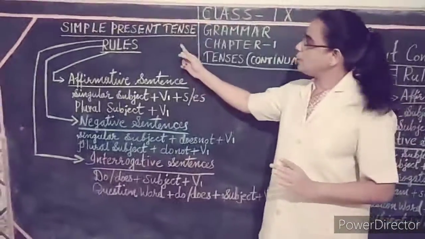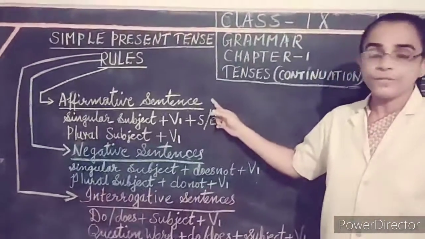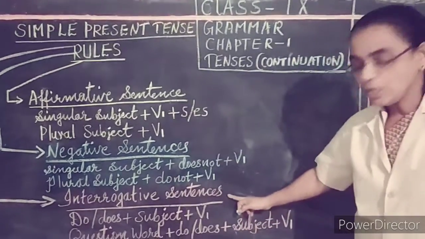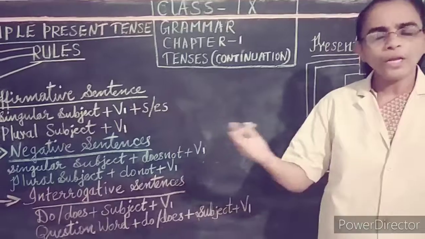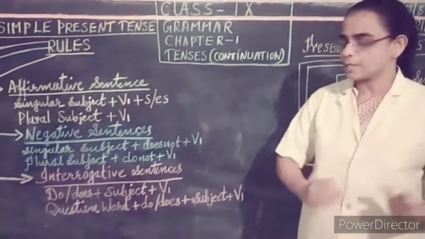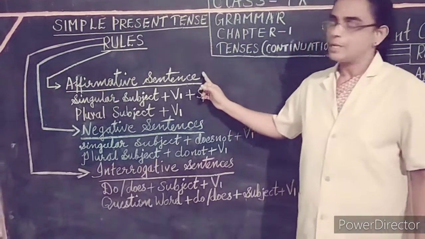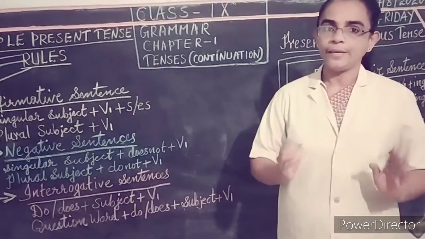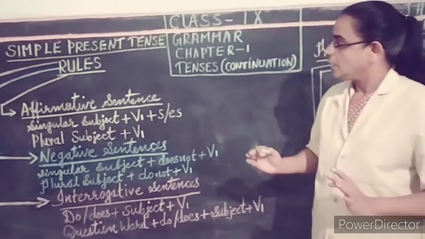So before we look into the rules, let us understand about the affirmative sentences and negative sentences and interrogative sentences. All of you might have learned it before in the previous classes. But still, let us understand what is an affirmative sentence. It is a sentence with a positive answer, positive thinking.